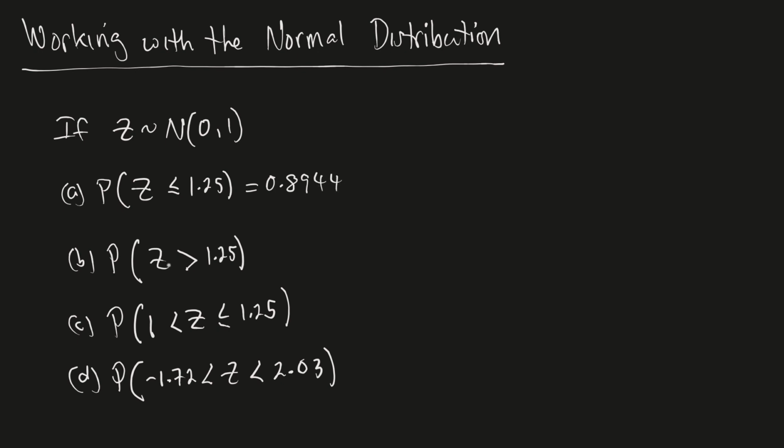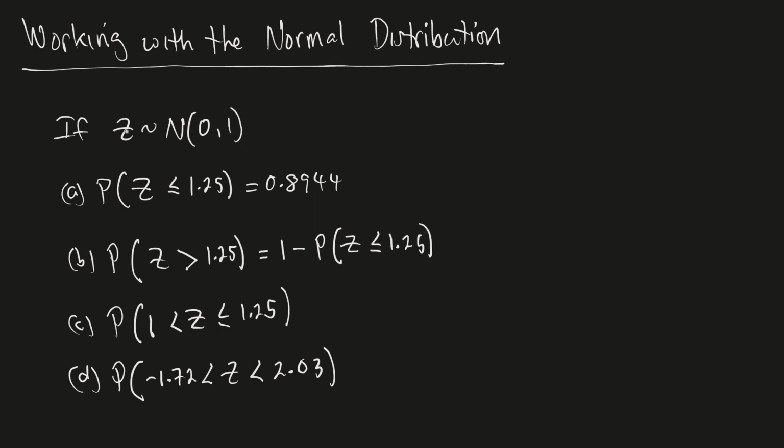0.8944. Now for part B, we want the probability that Z is greater than 1.25. That's nothing new for us. These are complementary events: either Z is less than or equal to 1.25, or it's greater than 1.25. So we can use our complement rule and say the probability that Z is greater than 1.25 is 1 minus the probability that Z is less than or equal to 1.25.